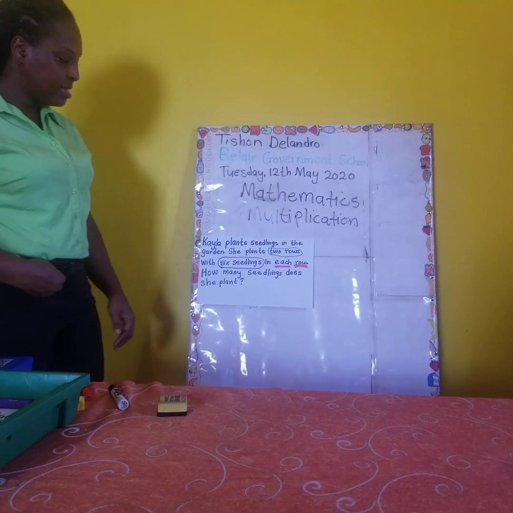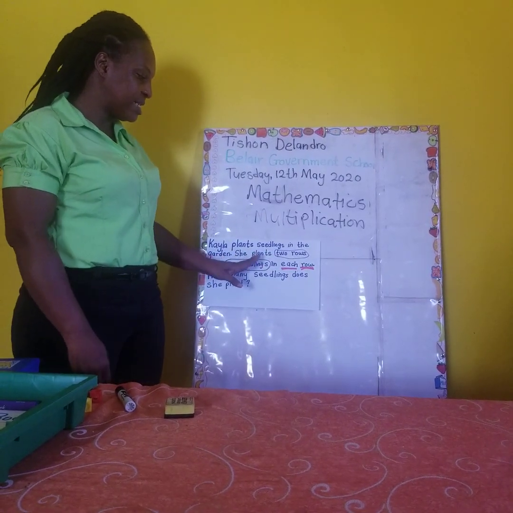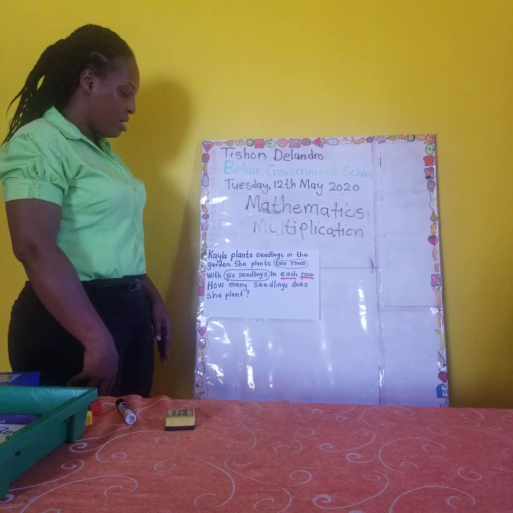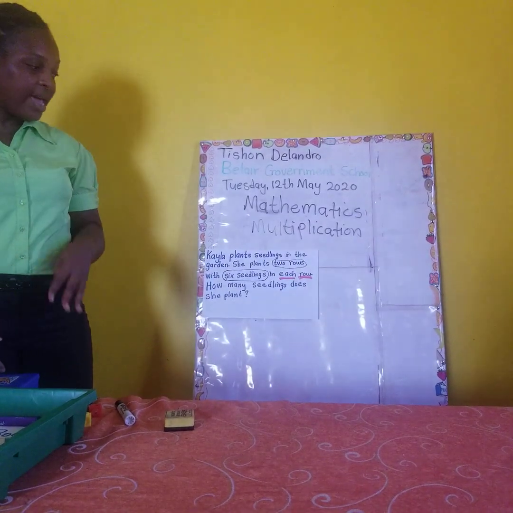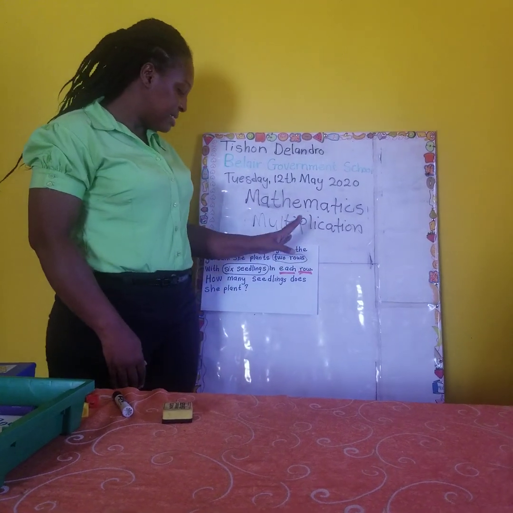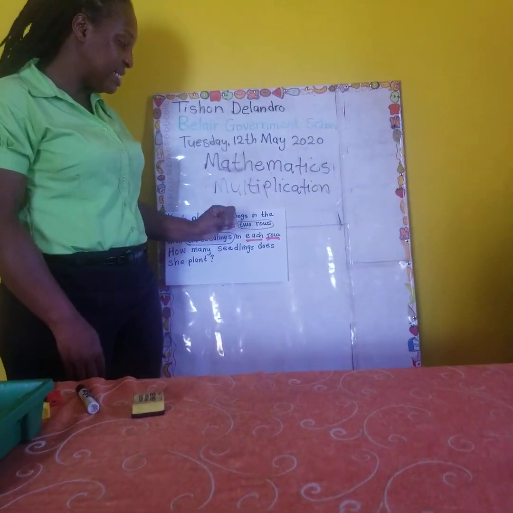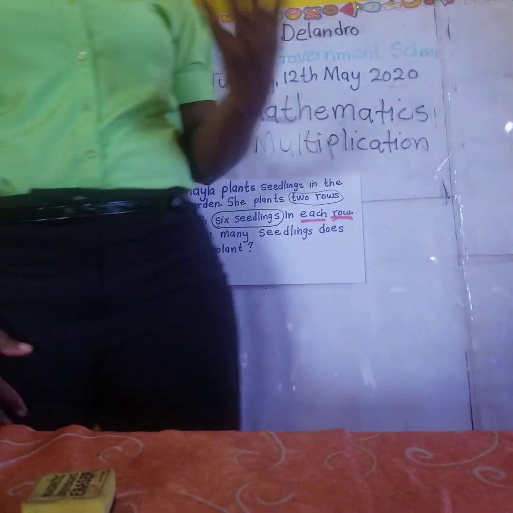Kayla plants seedlings in the garden. She plants 2 rows with 6 seedlings in each row. How many seedlings does Kayla plant? So Kayla plants seedlings in the garden. She plants 2 rows with 6 seedlings in each row. How many seedlings does she plant?